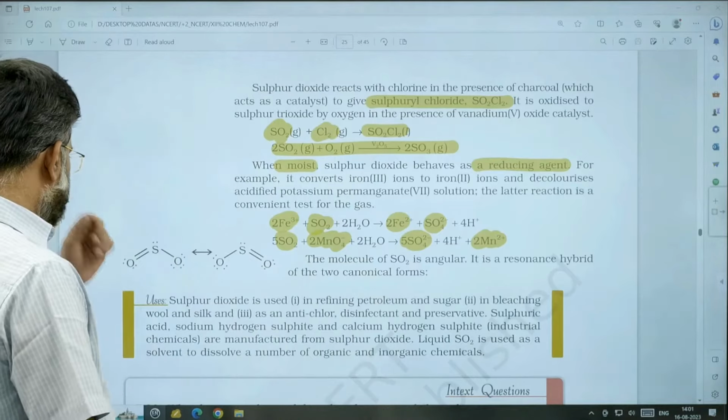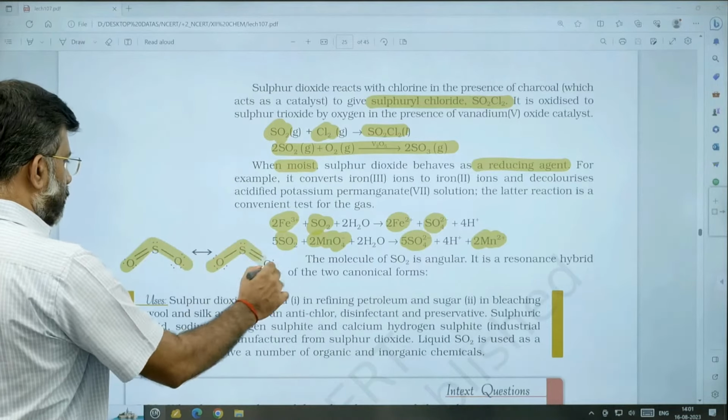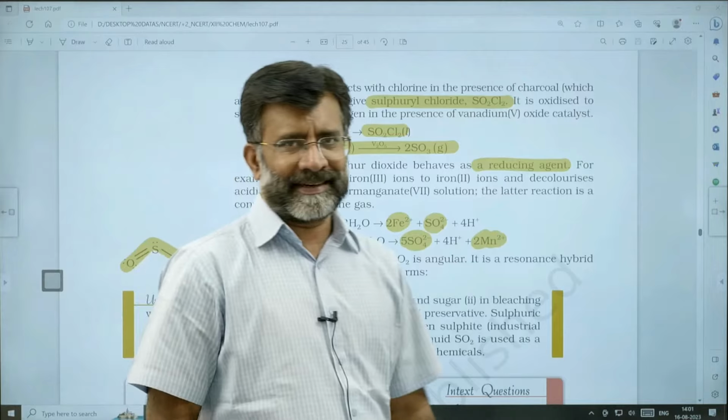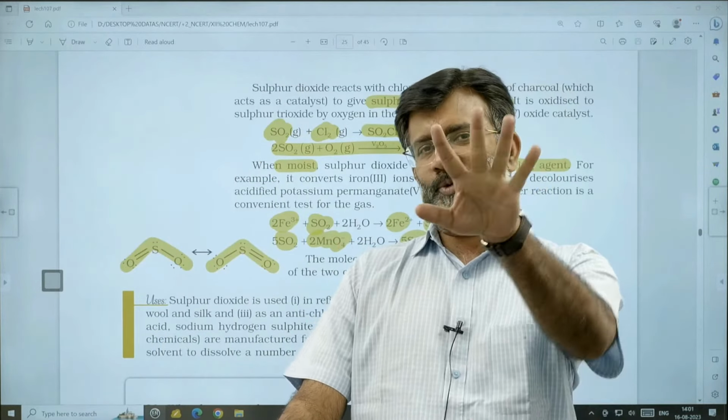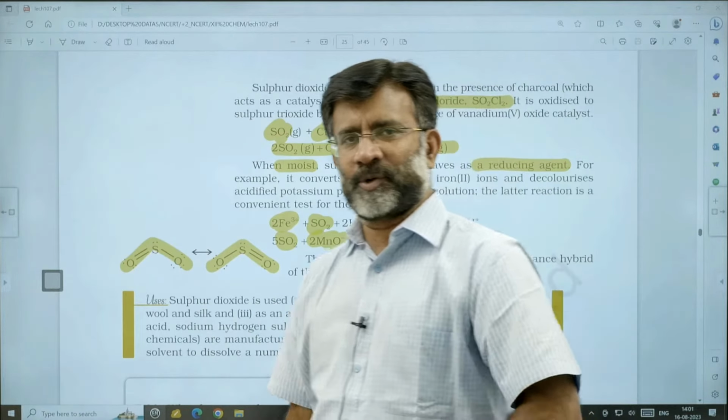You can see the structural similarity of SO2 with O3. O3 and SO2 have similar structure.